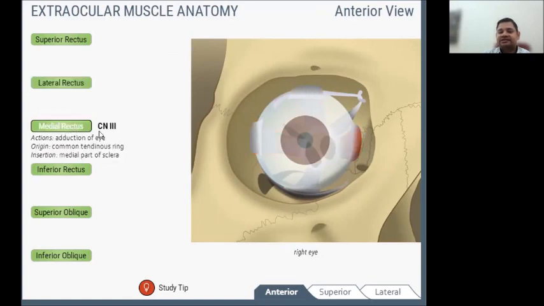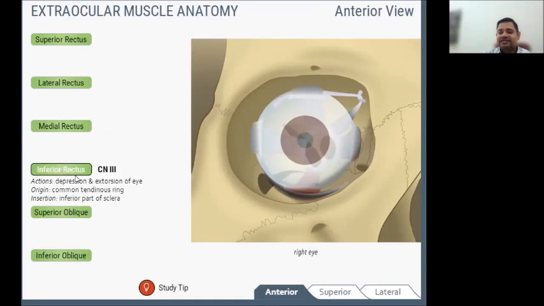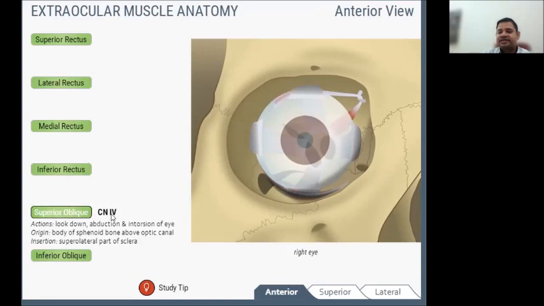Then comes the medial rectus, supplied by cranial nerve number 3. The action will be adduction of the eye. Common tendinous ring will be the origin again. Insertion will be the medial part of the sclera. Then comes the inferior rectus, again supplied by cranial nerve number 3. Action is depression and extorsion of the eye. Common tendinous ring will be the origin, the same origin everywhere in the recti, and insertion will be the inferior part of the sclera. Superior oblique will be innervated by cranial nerve number 4.